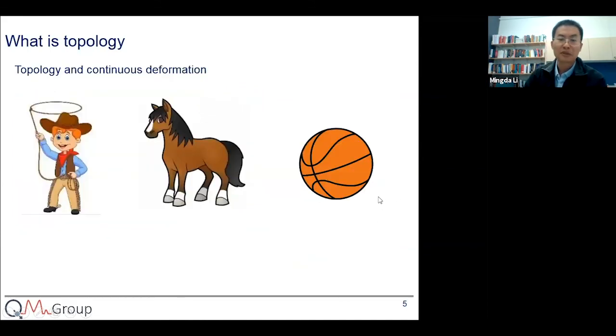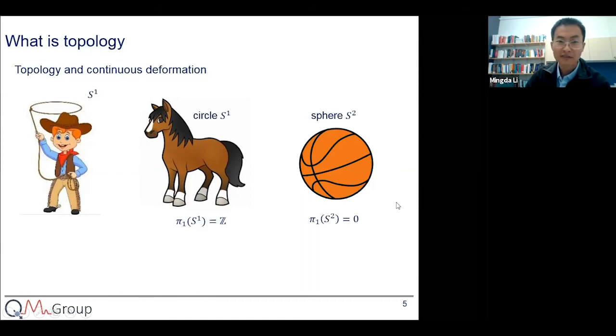So linking to the topology, if we deform it, that means it's also linked to continuous deformation. So imagine there is a very strong cowboy. He may be strong enough to lasso a horse, put a lasso here and even multiple rounds, but may even have a hard time to lasso a basketball. All these lassos will just keep shrinking all the way down to a single point. So this is a very typical topological phenomenon.